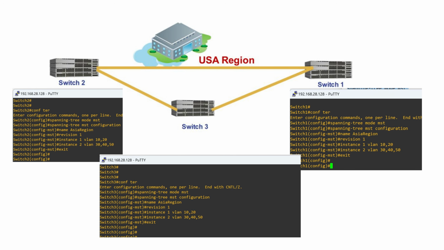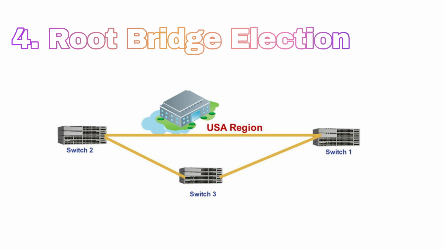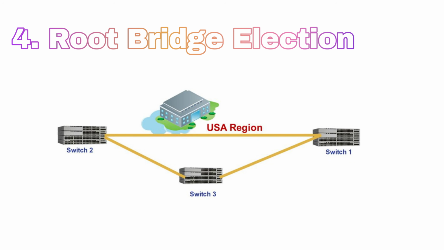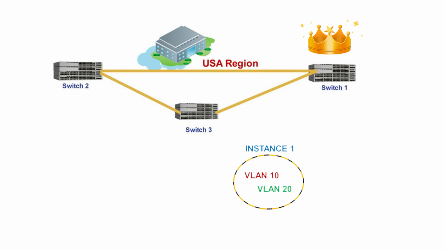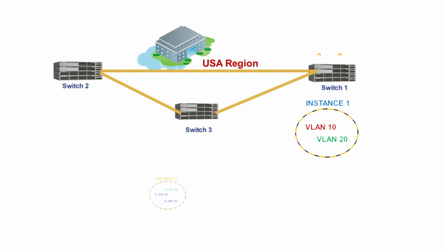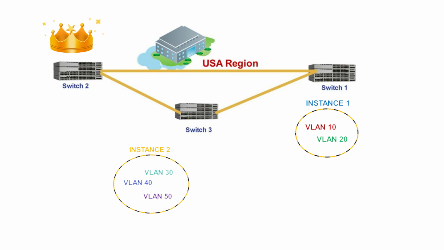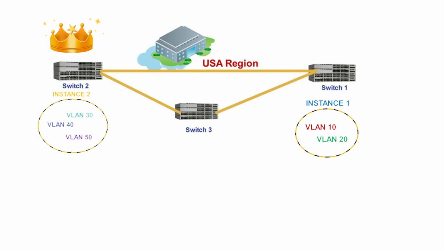Successfully configured the Asia region with 2 instances, each instance having its own VLANs. Step 4, selecting the root bridge for each instance. In this stage, we will select switch 1 as the root bridge for instance 1, and selecting switch 2 as a root bridge for instance 2.